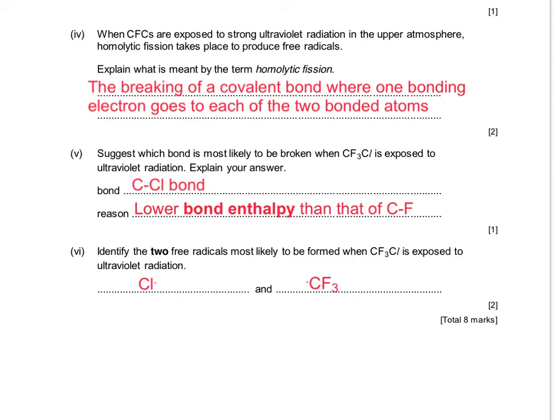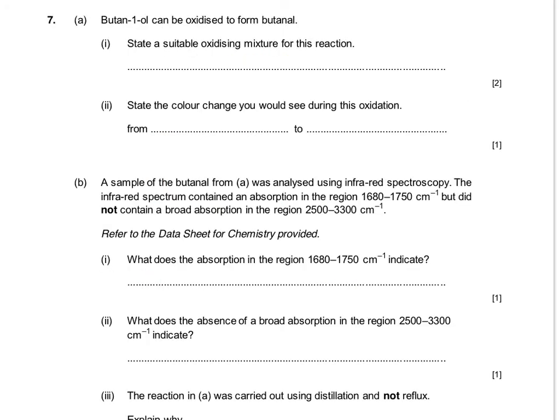Okay, so let's now look at the next question. So we're now into some alcohols work. So it talks about butan-1-ol being oxidized to form butanal. So the oxidizing mixture would be a bare minimum of dichromate ions and acid. So instead of going into all the different ways in which you could say those 2 things, I've just left it to you to decide whether your answer is acceptable.